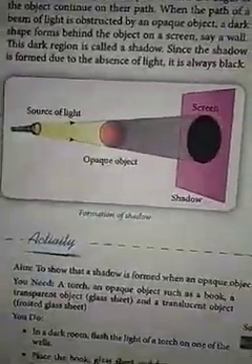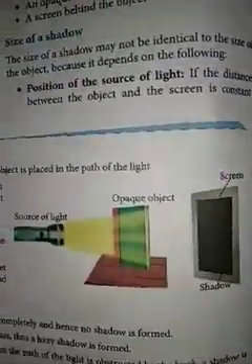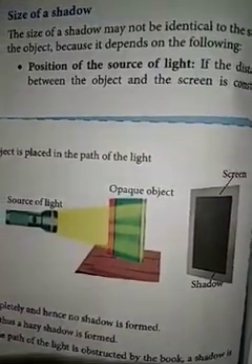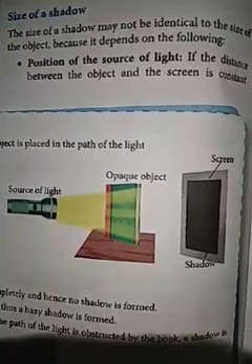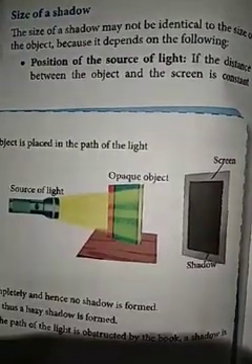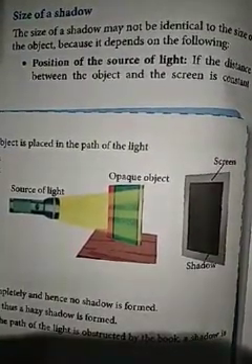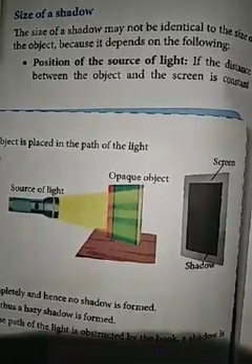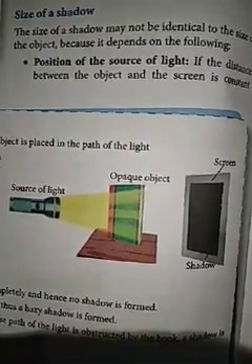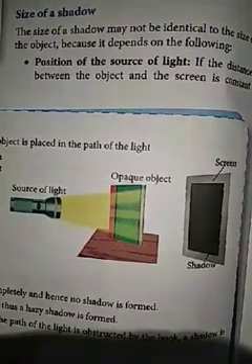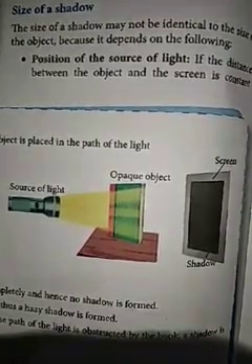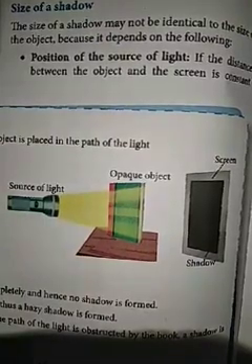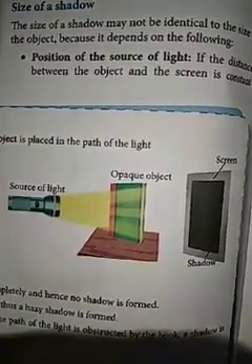Distance between the source of light and the object. If the distance between the source of light and the screen is constant and the object is moved towards the source of light, then the size of the shadow increases. If the object is moved away from the source of light, then the size of its shadow decreases.